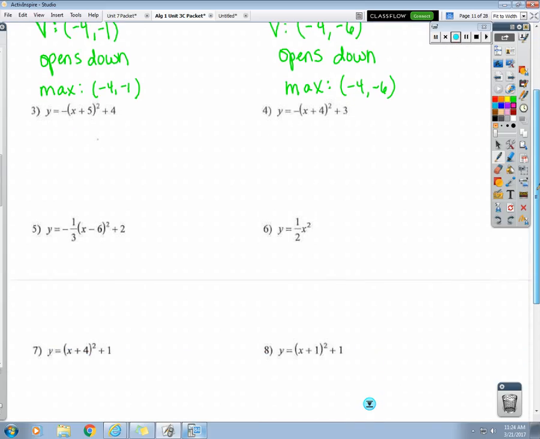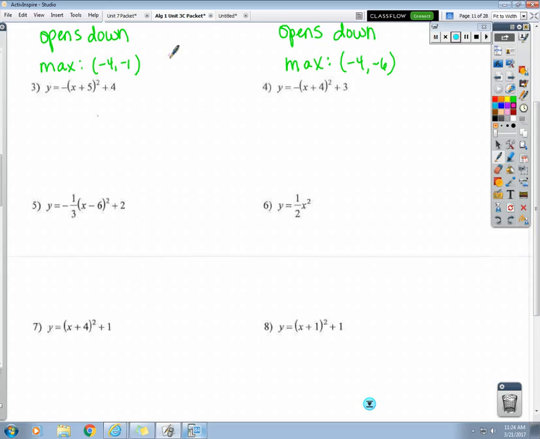What kind of shifts are going to occur? Left 5 because of that x plus 5, up 4. So if this whole parabola, this whole U-shaped graph goes left 5, up 4, where does that place the vertex? Correct. Is it going to open up or down? Down because the front number is negative 1. Isn't that a negative 1 out front?